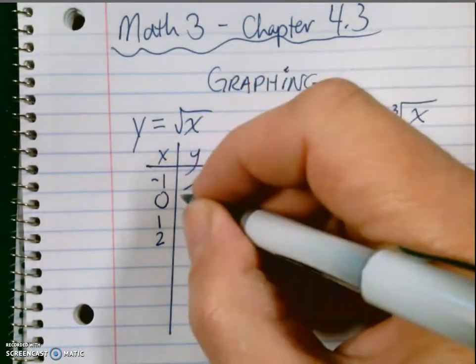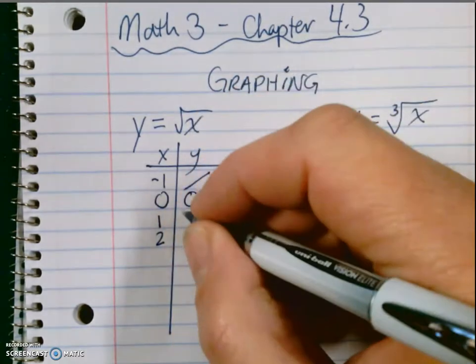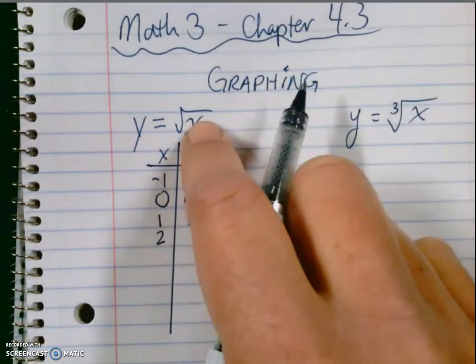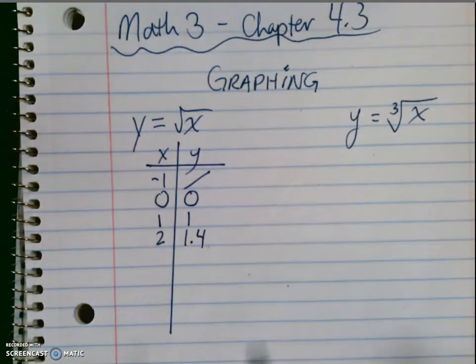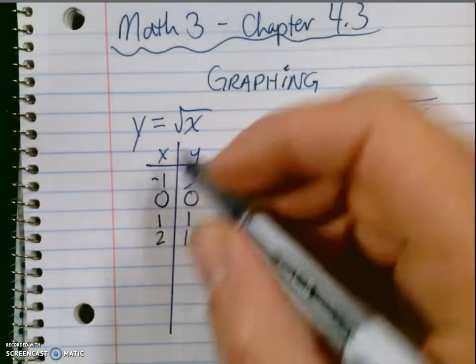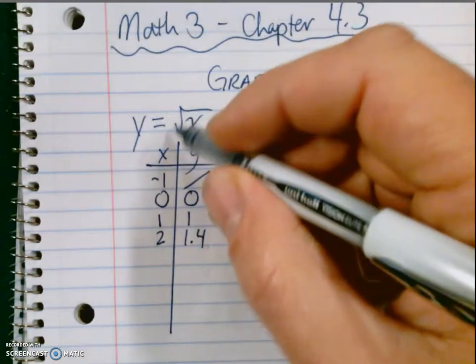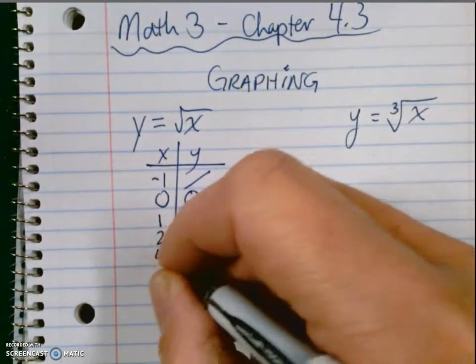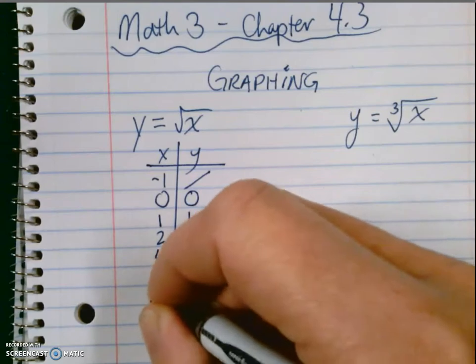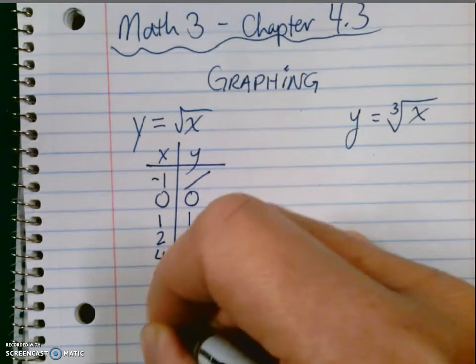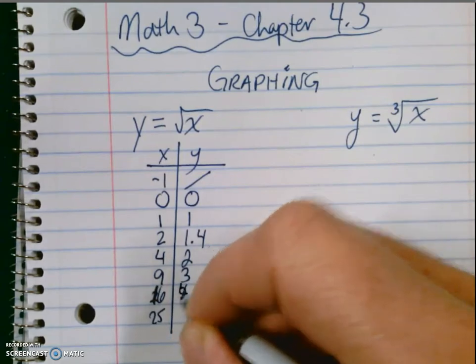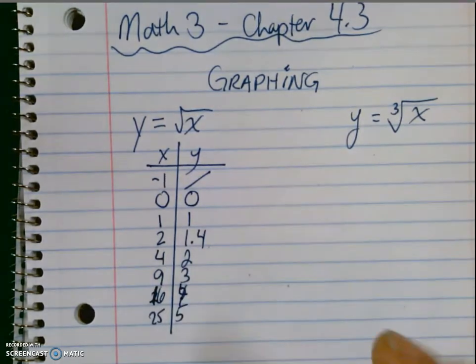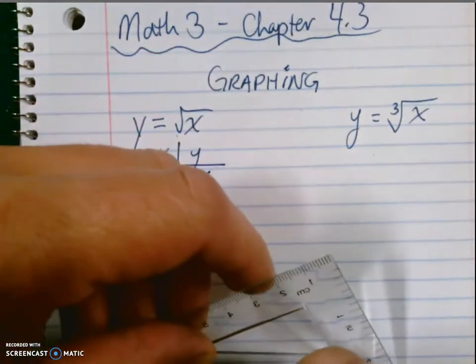And so if I plug in 0, square root of 0 is 0. Square root of 1 is 1. Square root of 2 is a decimal. You can put it into the calculator, and it's about 1.4, approximately. So if you don't have a calculator, what you can do with square roots is go with 4 and 9 and 16, 25 if you want to make your graph that big. The main thing is, though, it starts at 0, 0, and it goes on from there.